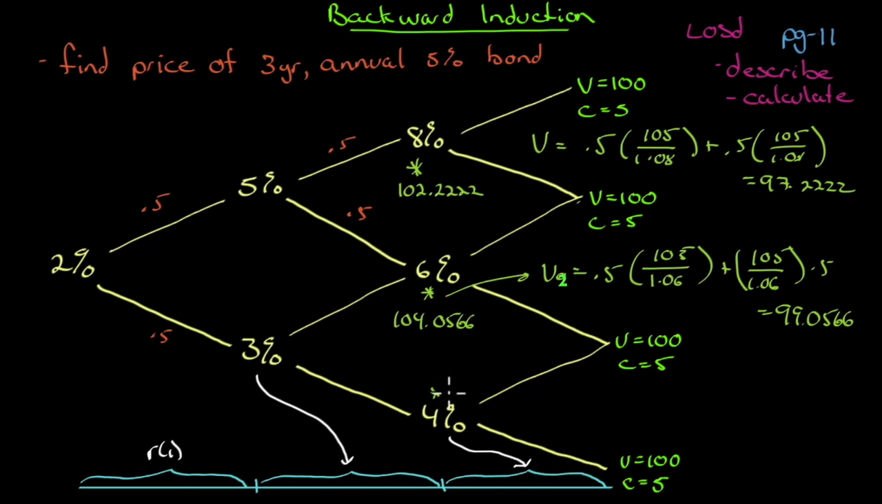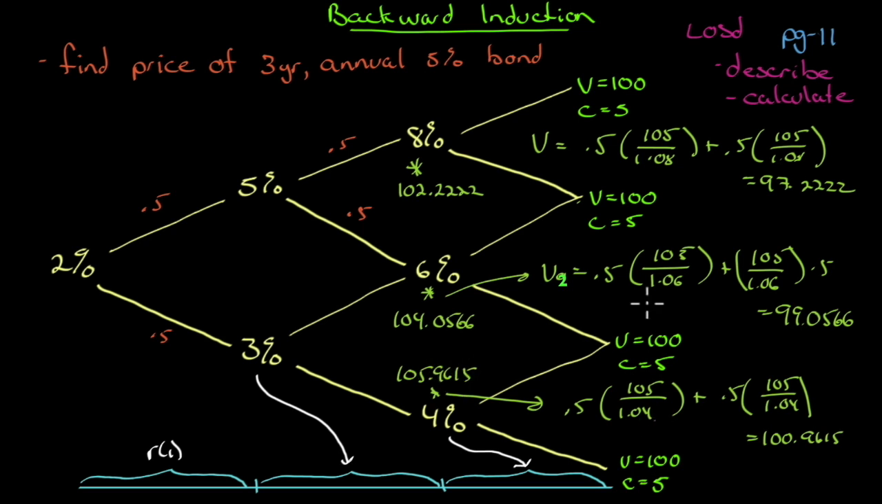And finally, our value here is 0.5 times 105 over 1.04 this time, plus 0.5 times 105 over 1.04. If we bring that back, we get 100.9615.